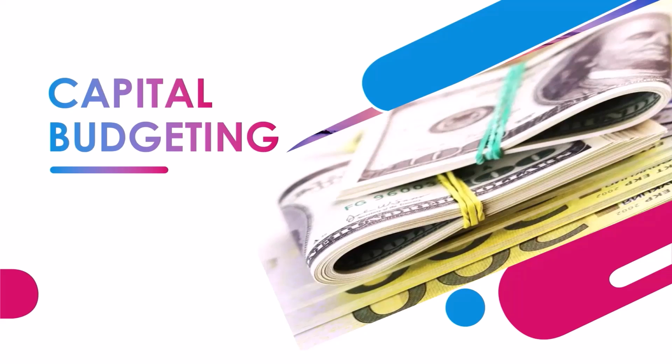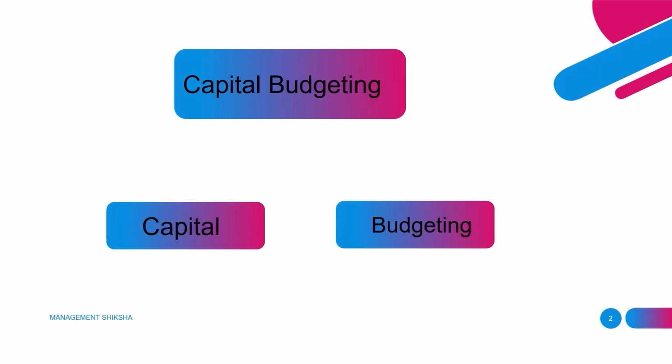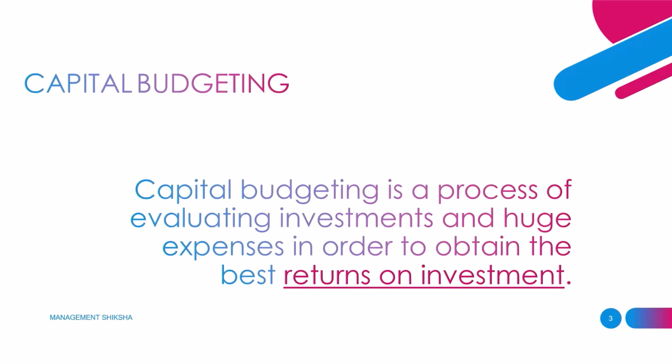First, let's look at the meaning of capital budgeting. Capital budgeting is made up of two words, capital and budgeting. In this context, capital expenditure is the spending of funds for large expenditures like purchasing fixed assets, equipment, research and development. Budgeting is setting targets for a project to ensure maximum profitability. Capital budgeting is a process of evaluating investments and huge expenses in order to obtain the best result.